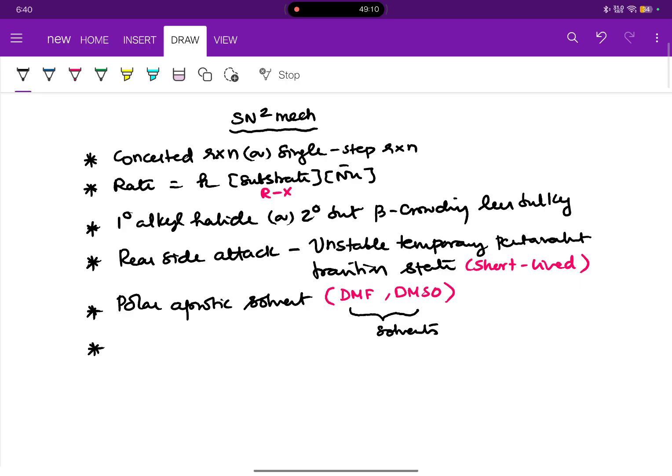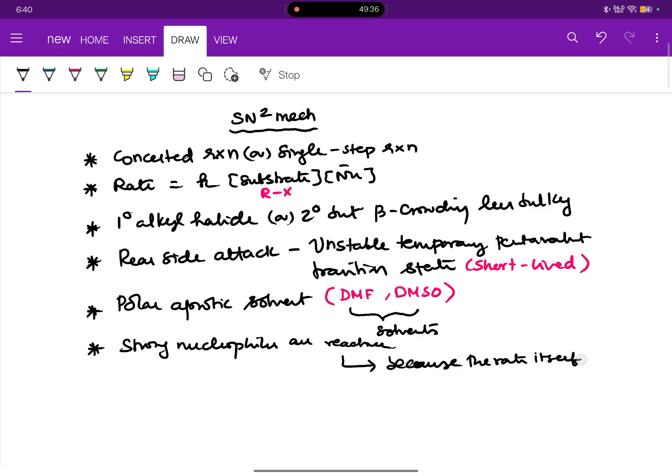Okay. Now tell me, what is the next point? Even if the nucleophile is weak, it works. Here weak will not work out. Only strong nucleophiles will react. Why? Because the rate itself depends on the nucleophile. Oh, correct. Because the rate itself depends on the nucleophile. Next step.